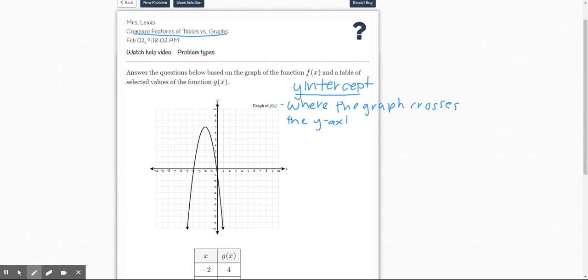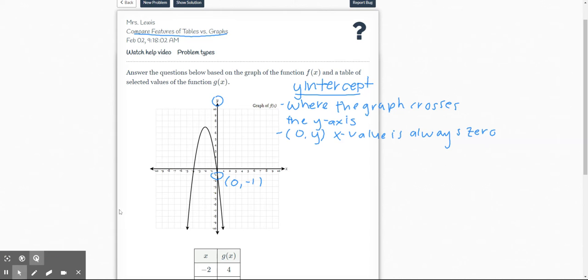the y-axis. Now, in terms of a point, it's always going to be the point (0, y), meaning the x value is always 0. So those are the main things that we know about the y-intercept that's going to help us with this problem. Looking at it in terms of a graph, it's crossing the y-axis right here, because this is our y-axis, at the point (0, -1). So let's go ahead and start entering that information in.